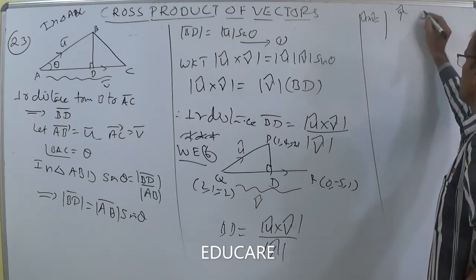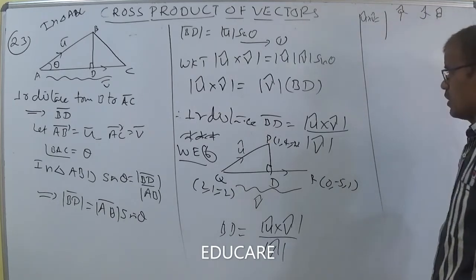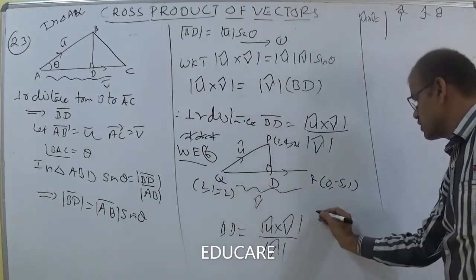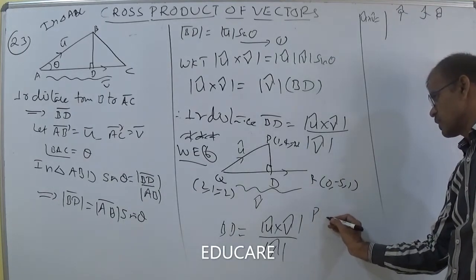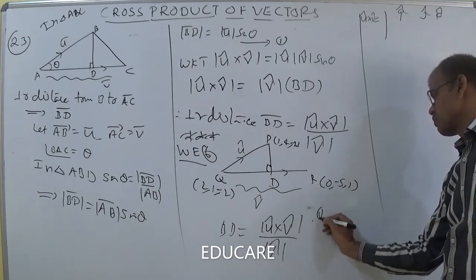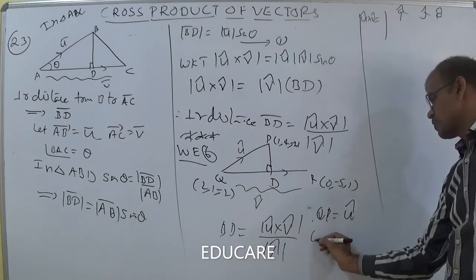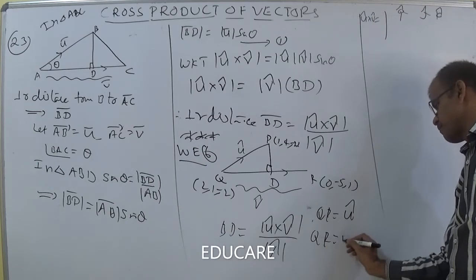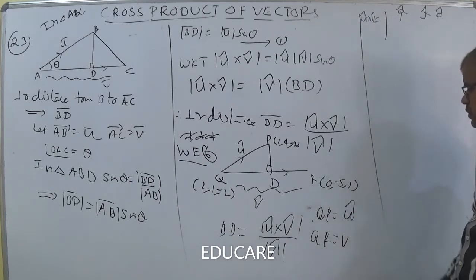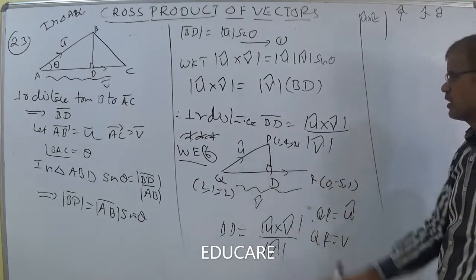So to find mod u cross v, put here i, j, k. What is u here? PQ is u, otherwise QP. QP is equal to u and QR is equal to v. QP means position vector concept, OP minus OQ.